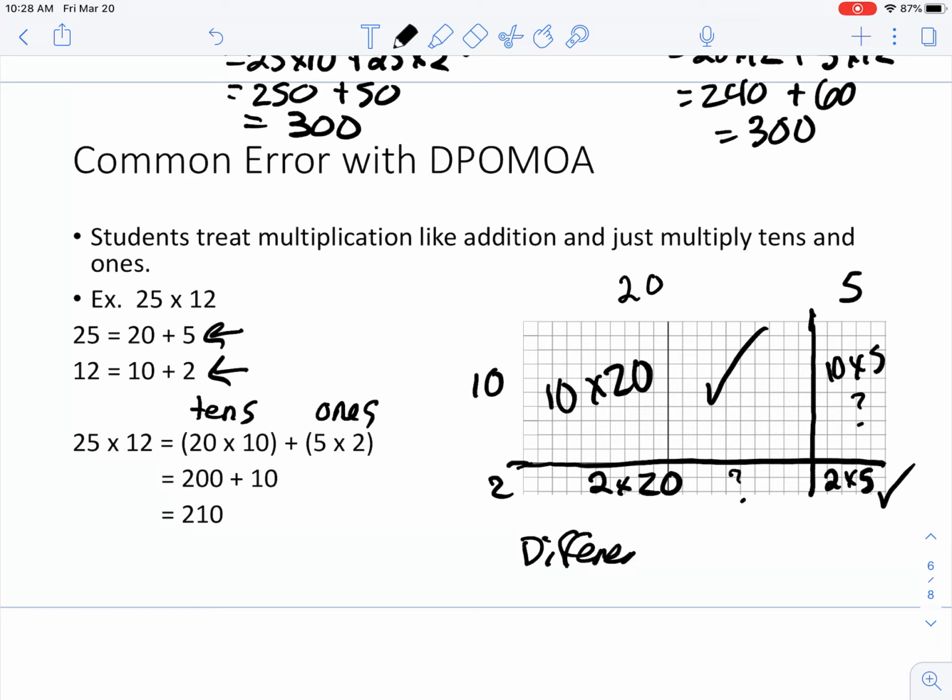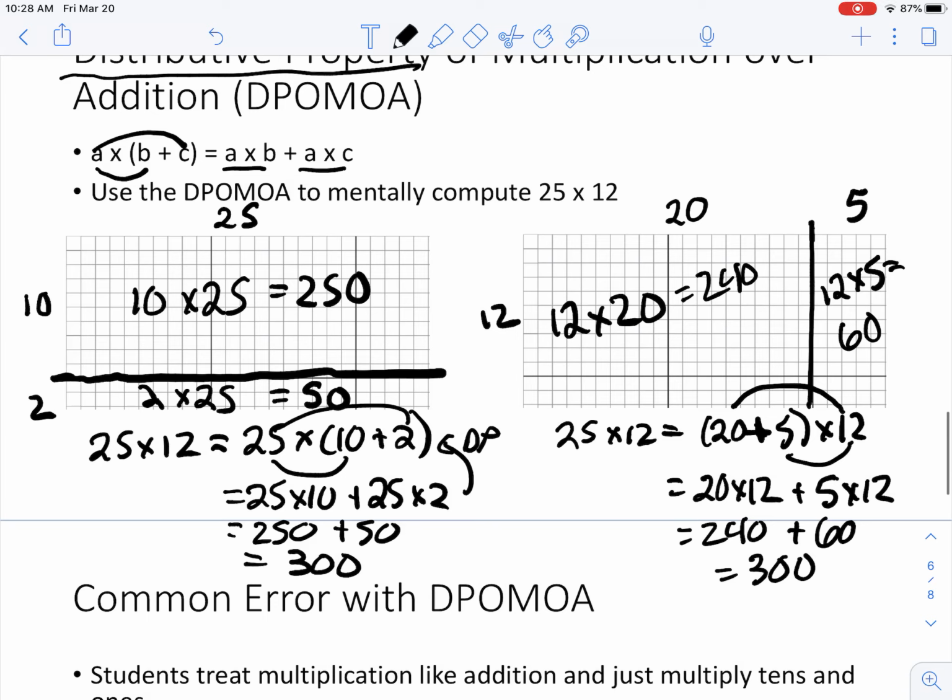So we have a different area. This is a good start, but we'd actually have to add 4 different products, which is kind of hard to do mentally. So when I use the distributive property, I only break up one of the factors, not both of them. All right, good luck with your mental math.